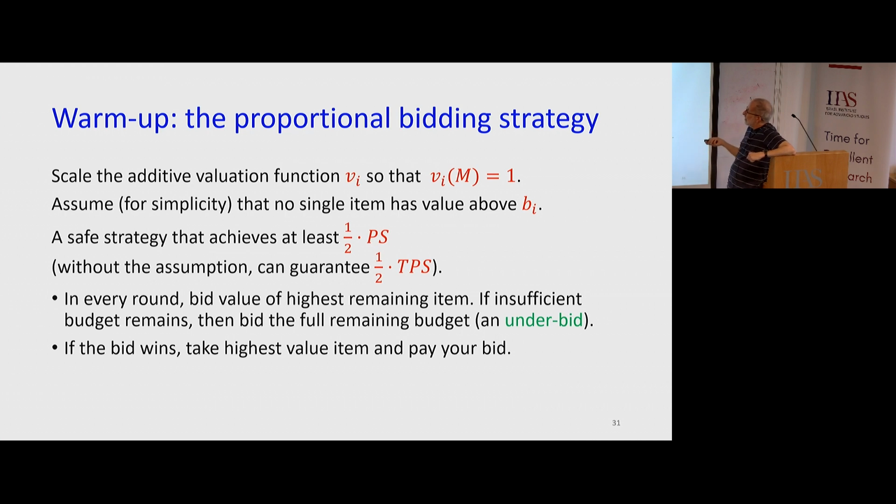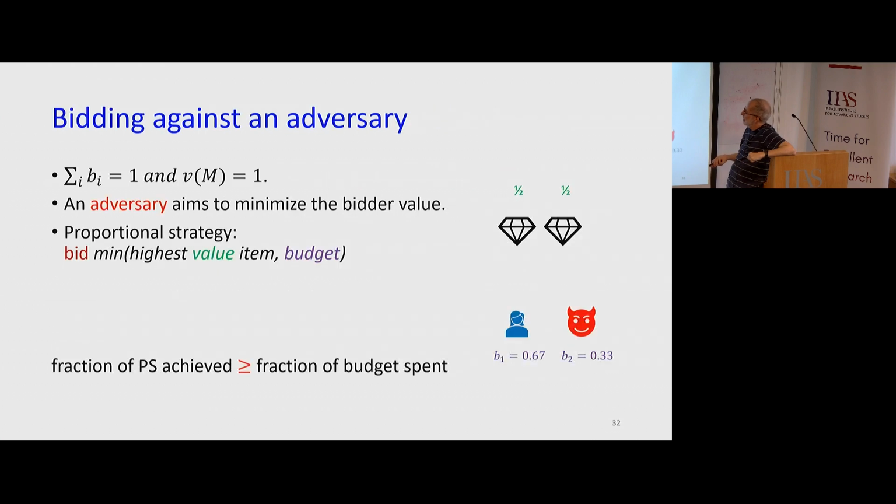So what is the strategy? In every round, you just bid the value of the highest remaining item. So let's say the highest remaining item has value 0.1 for you, you give a bid of 0.1. Now, if you don't have sufficient budget, let's say your budget is only 0.01, then you'll bid your whole budget. So that's just the bidding strategy. And if you win the bid, you select the highest value item for you, and then we continue to the next round. So that's a very natural bidding strategy. So let's see how it works.